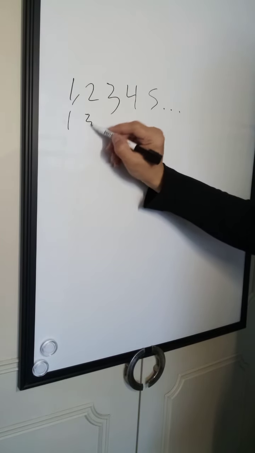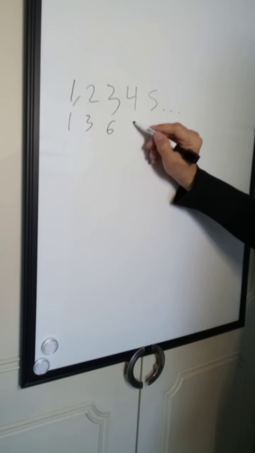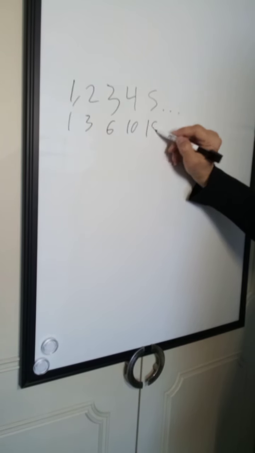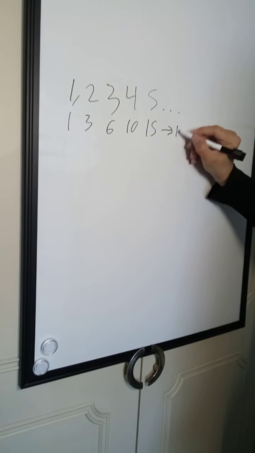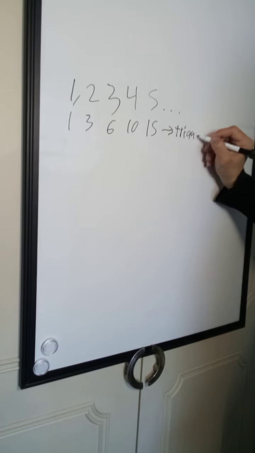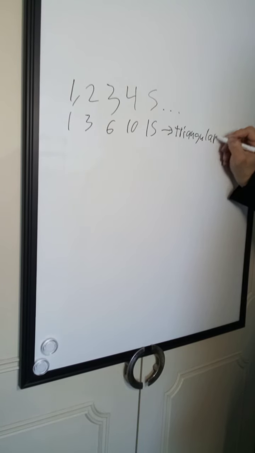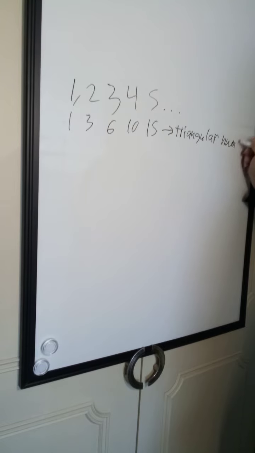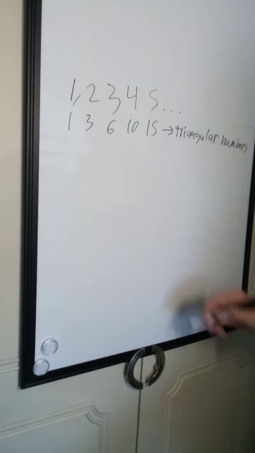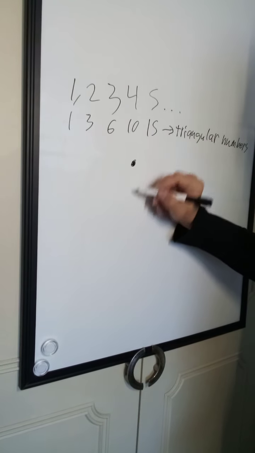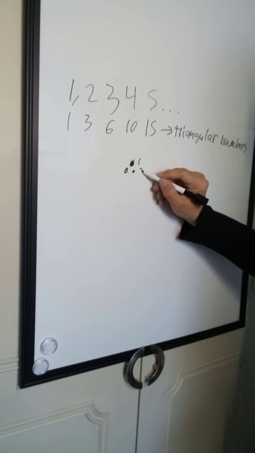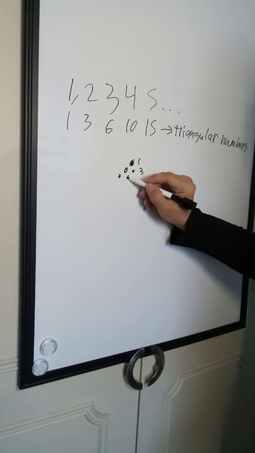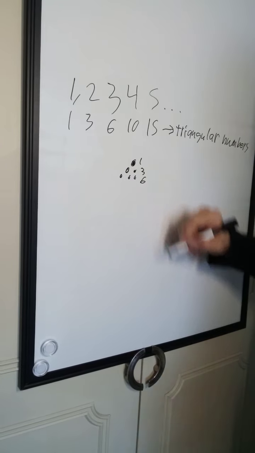If we sum them up, each one, these are the triangular numbers. And so named because they form a triangle. 1, 3, 6, etc.